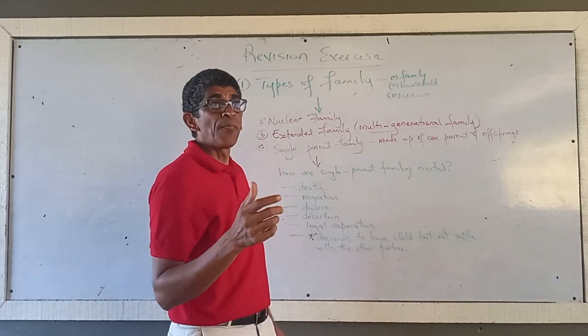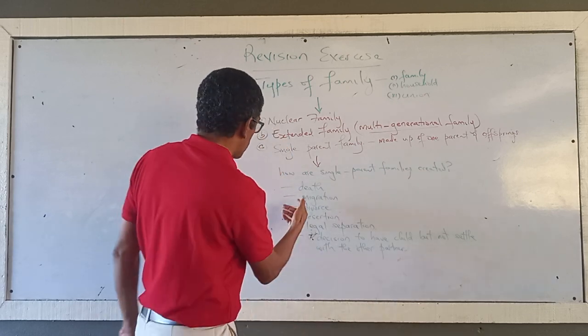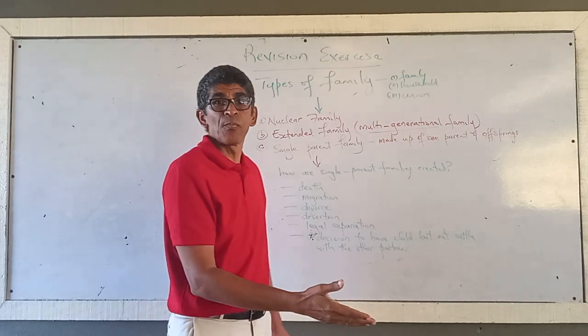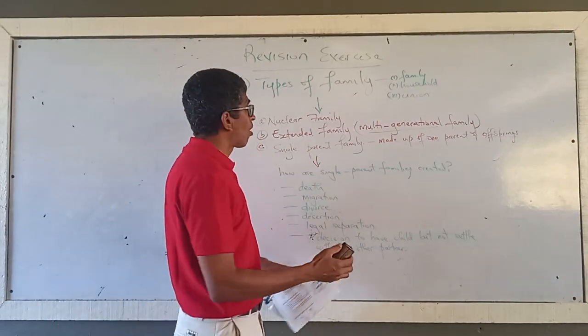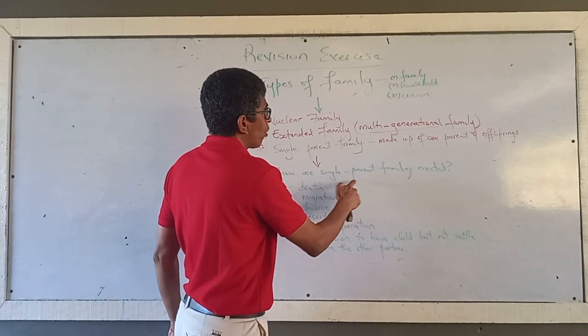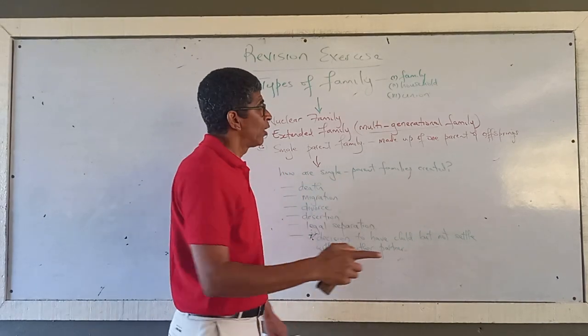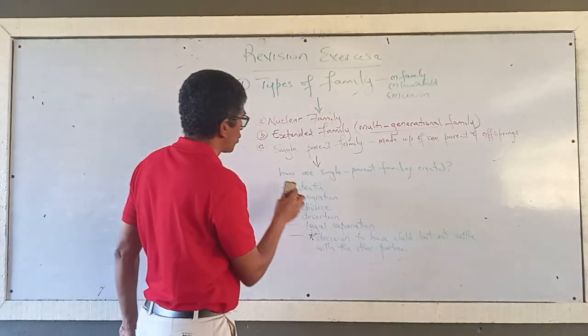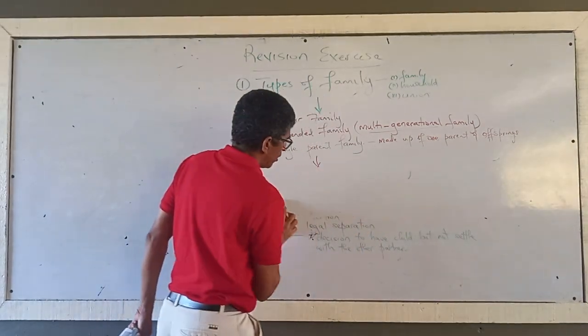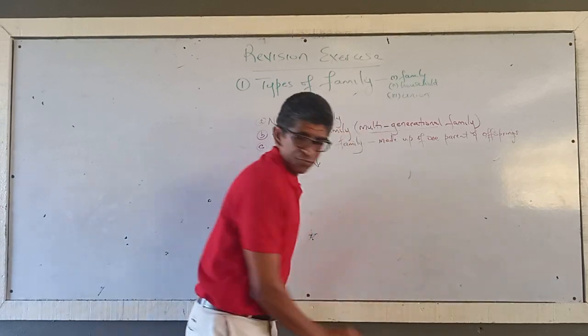And as I said earlier, there are other situations. These are just the few that I've given you. But any situation that can crop up that will cause a family to be broken up and leave only one parent with their children, the offspring, then that's a single parent situation. Alright? So that covers 3 types of families.